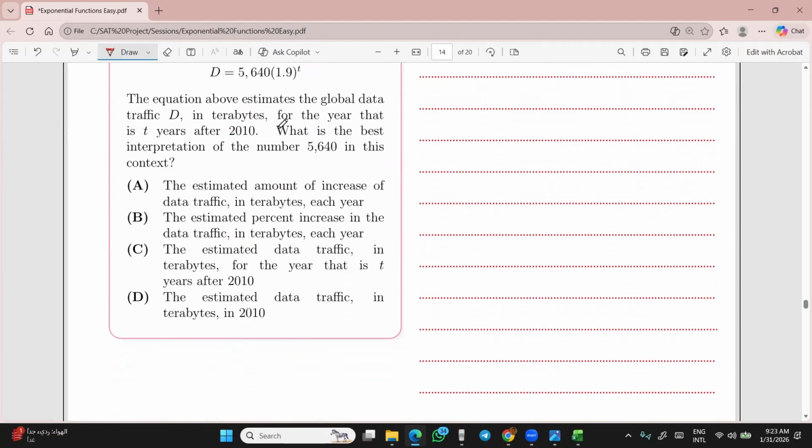Here, the equation above estimates the global data traffic D in terabytes for the year that is T years after 2010. What is the best interpretation of this number? This number is in the beginning. So it means we have this in the same units, terabytes. So we can say 5,640 terabytes in 2010. Not any years after this, in the beginning, because we always consider it the initial in 2010. Search for this in the options.